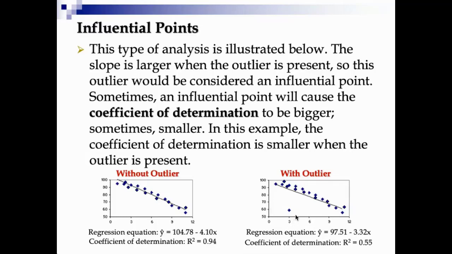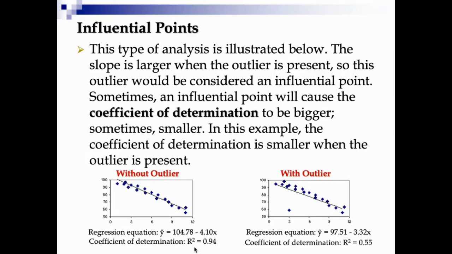Now, generally speaking, influential points generally will have an extreme x, an extreme y, or both an extreme x and y. If it's just a distant point, it's less likely to be an influential point. So although it could still be an influential point, it's less likely to be one. And I'll talk about that a little bit more later on, okay?